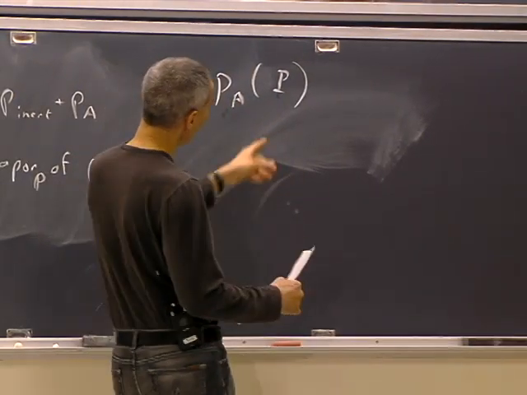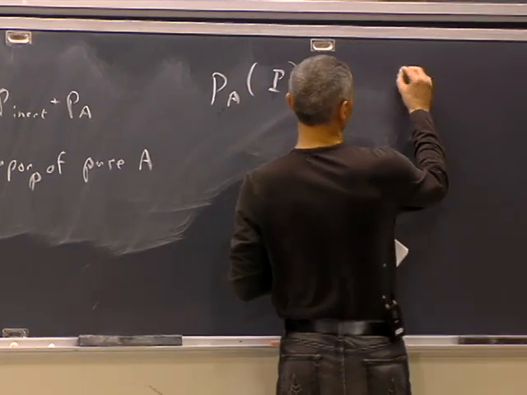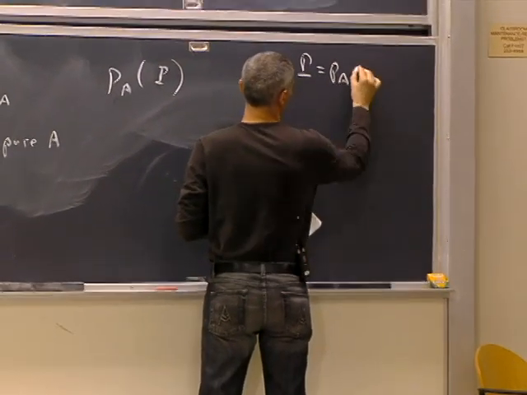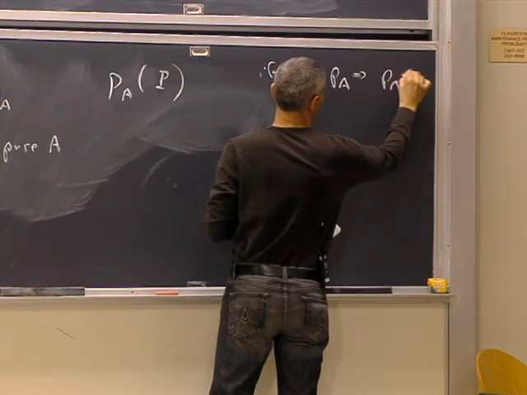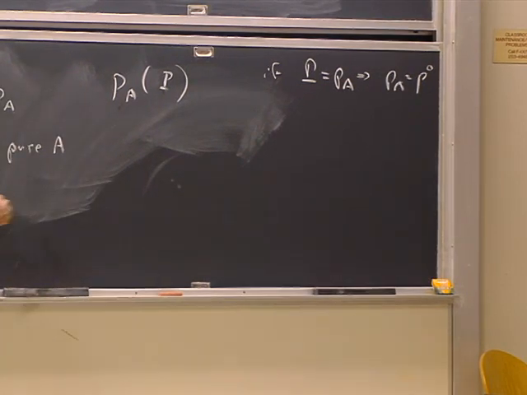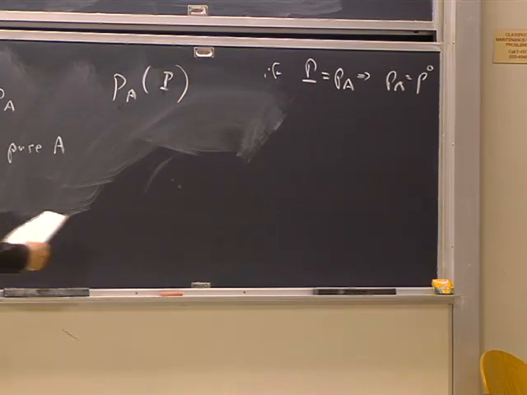Okay, I know that if P, capital P, is equal to PA, then PA is equal to P naught, right? There's no inert gas. So that's the one extreme case here. If there's no inert gas, then the partial pressure is going to be what you read off that graph here.